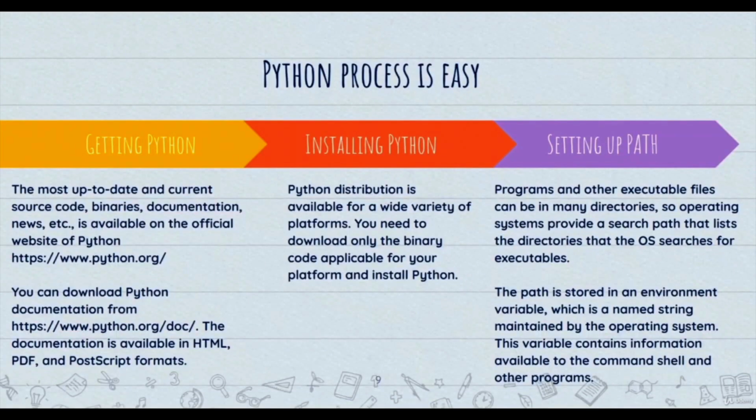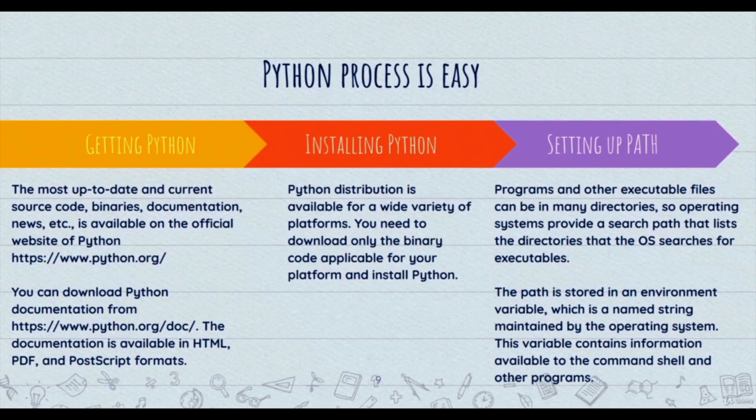So now we'll talk about the installation process of Python. As you can see, the Python installation process is very easy and simple. It's just three steps away and it's as simple as we speak. So the first one is getting Python. The most up-to-date and current source code, binaries, documentation, and news are available on the official website, which is python.org. You can also download the Python documentation, which is at python.org/doc. The documentation is available in HTML, PDF, and PostScript formats.